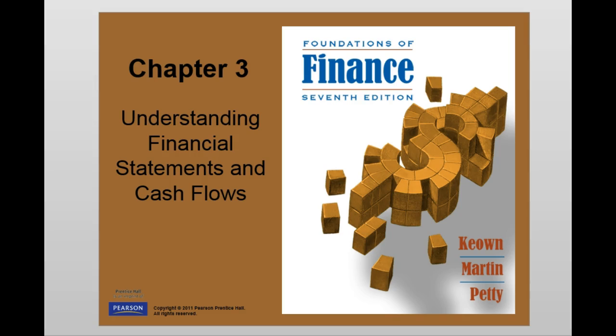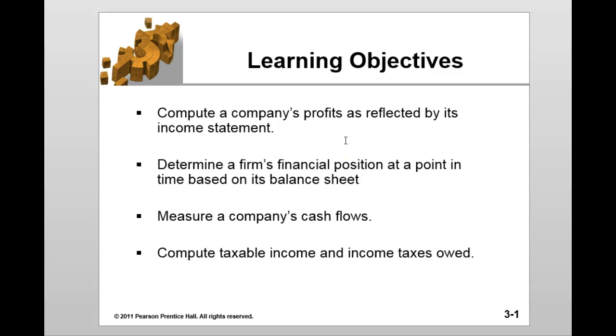Here we are. We are on Chapter 3, and this is the final lesson for this week. And this should be review for most of you. We're going to look at financial statements and cash flow. And what we're going to talk about are computing a company's profits. We're going to look at their financial position at a point in time. We're going to look at how a company measures cash flow with a cash flow statement. And then we'll look at how they compute their taxable income and how they pay the taxes.